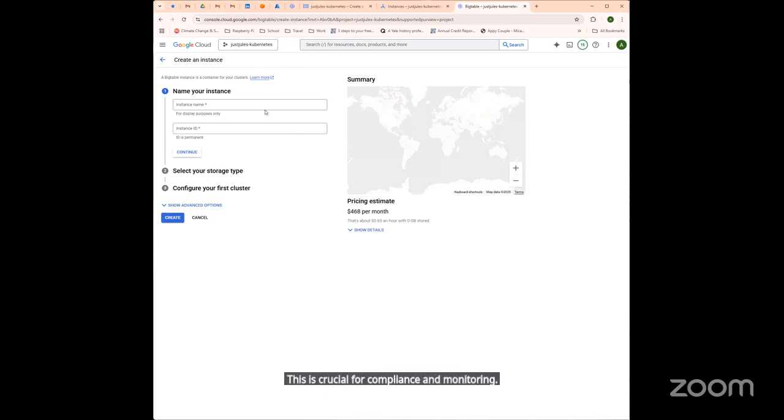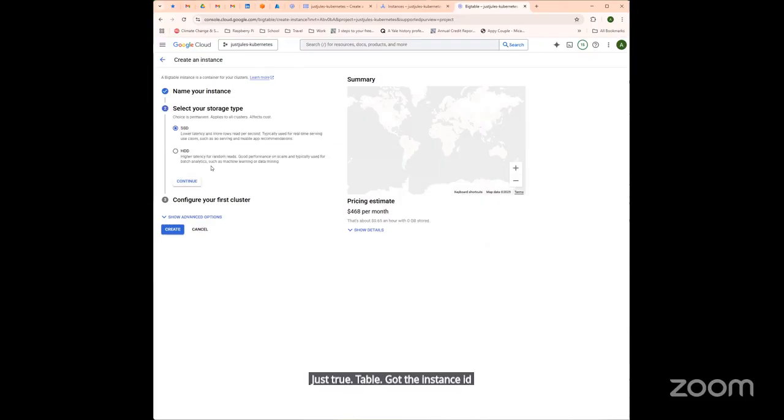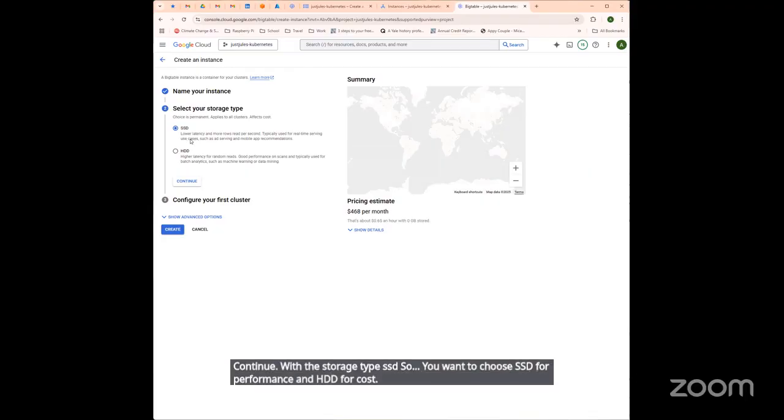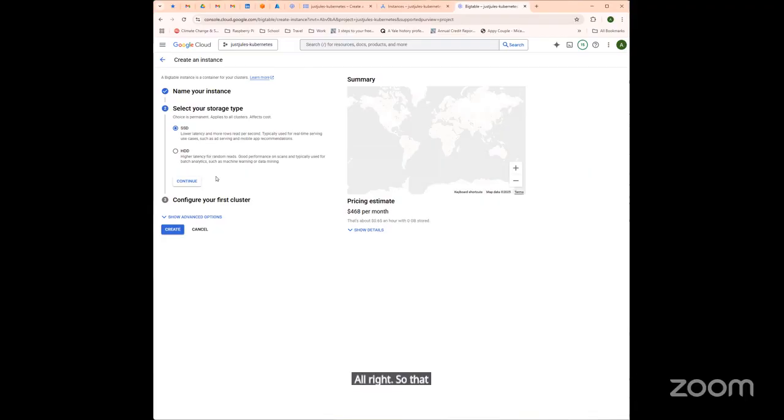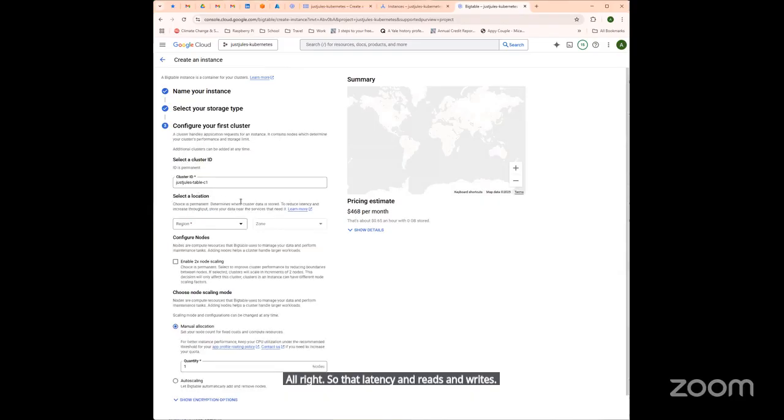So let's start to create one. Create a table. Got the instance ID. Okay, continue with the storage type, SSD. So you want to choose SSD for performance and HDD for cost. All right, so that's latency and reads and writes. Remember that. We're just going to stick with this. We're not going to actually create this.